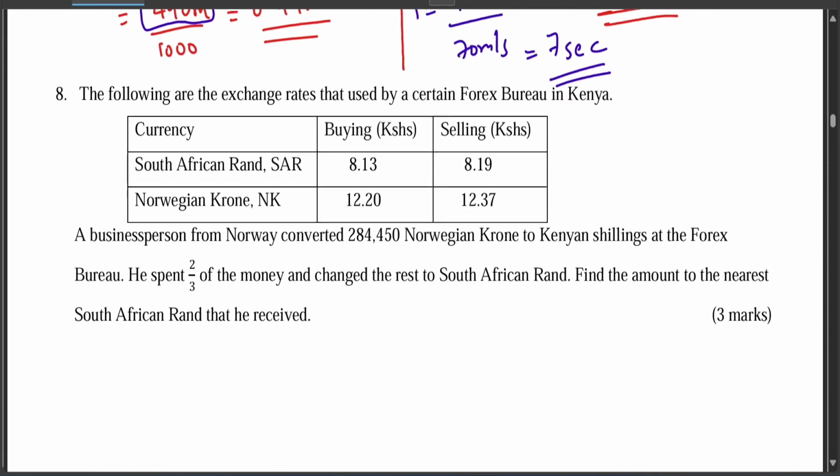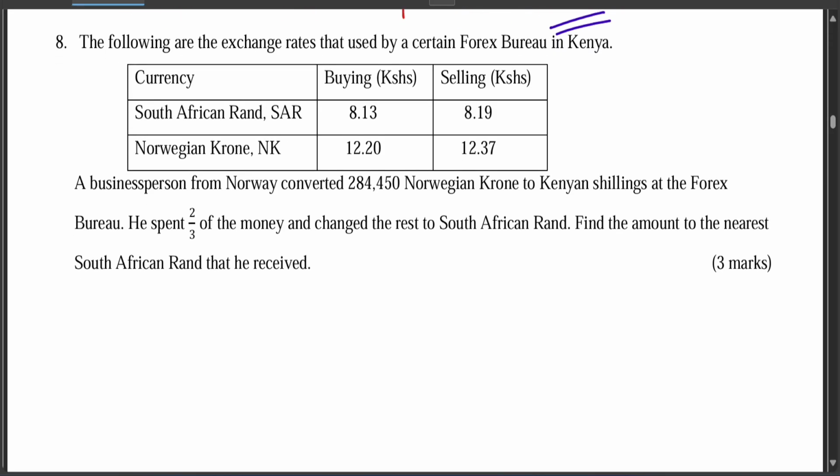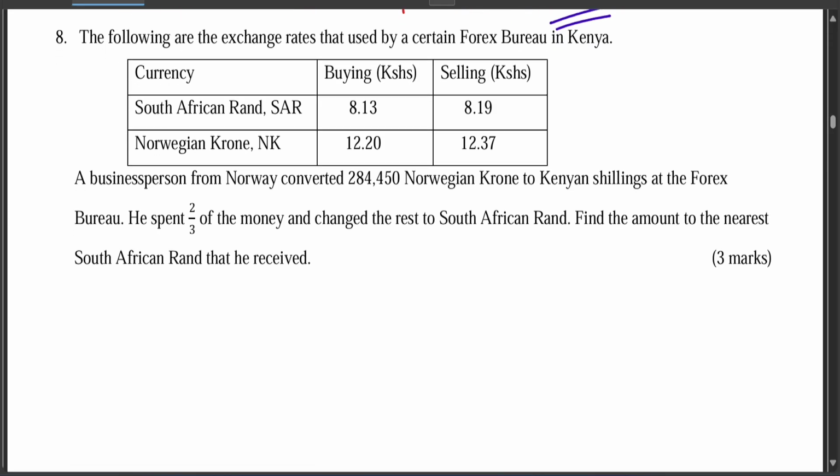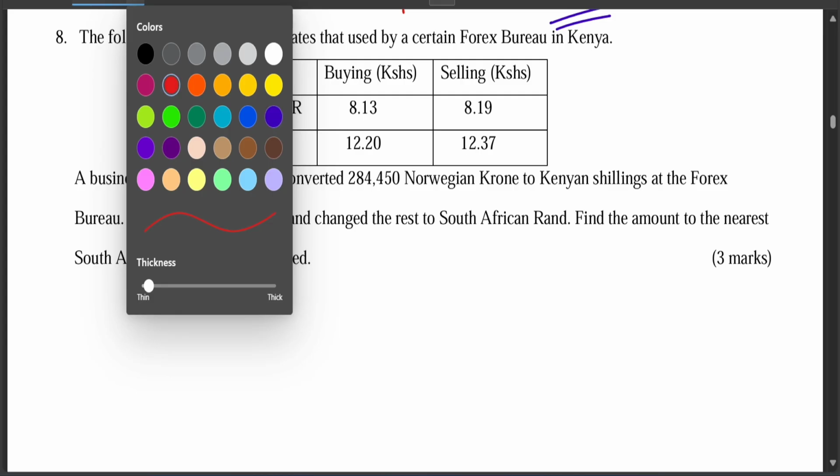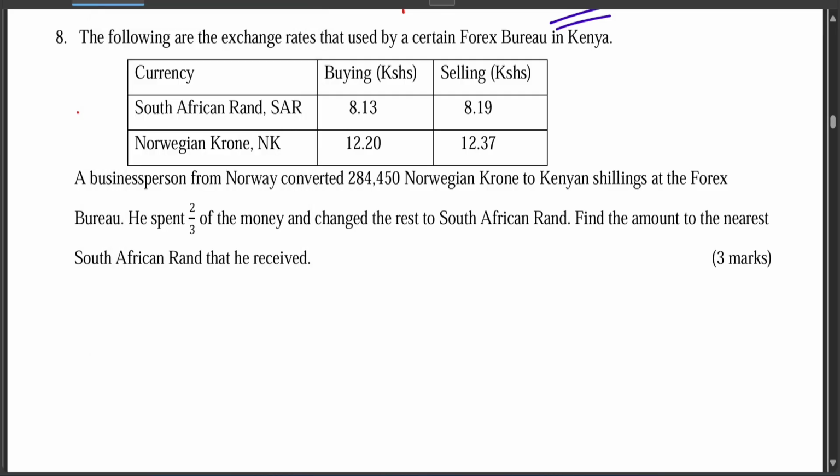So question 8: the following are the exchange rates that are used by a certain forex bureau in Kenya. Okay, so the currency for South African rand.